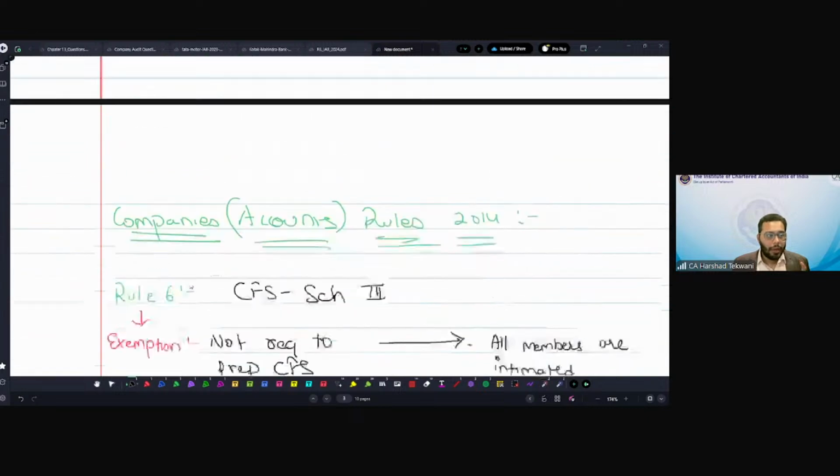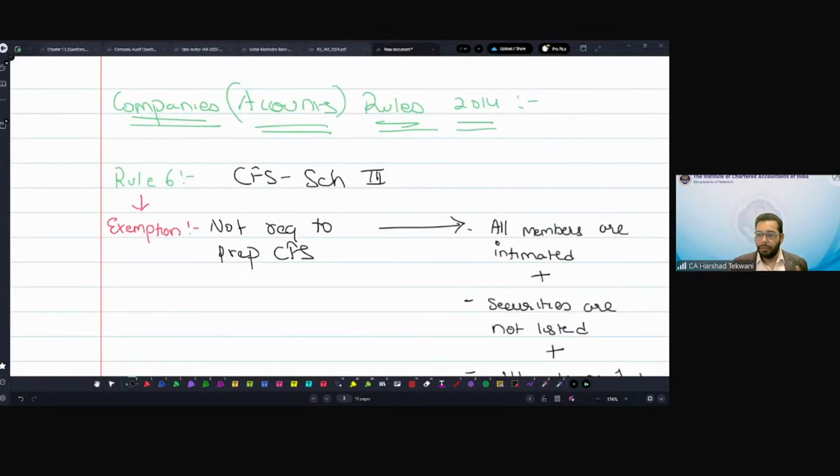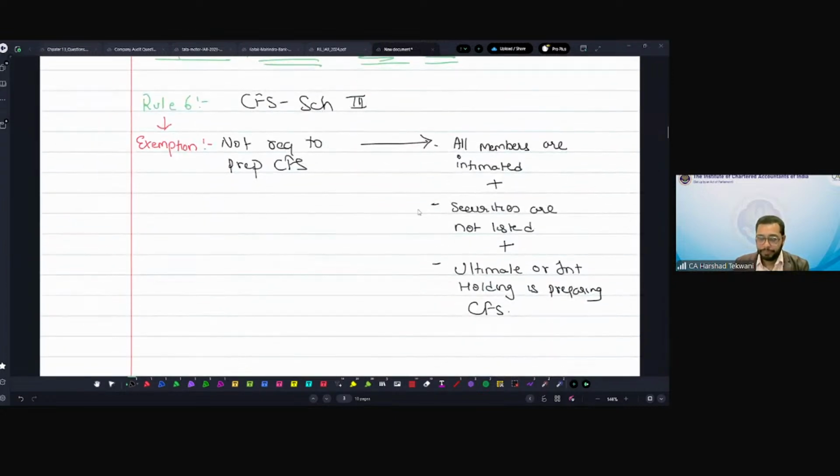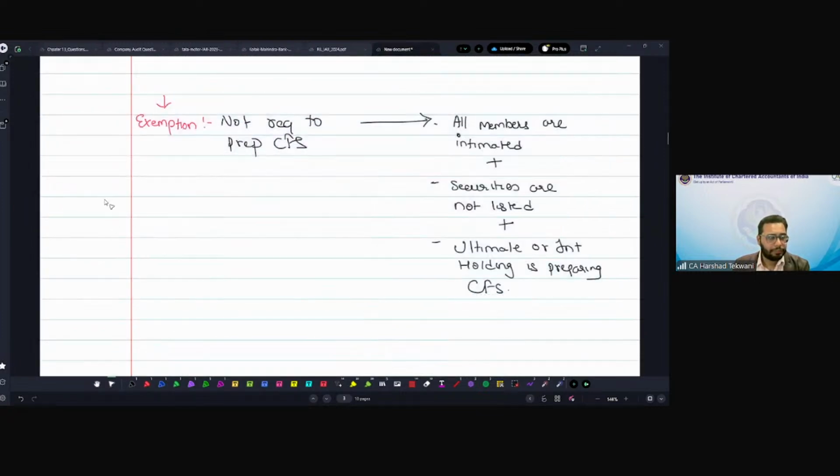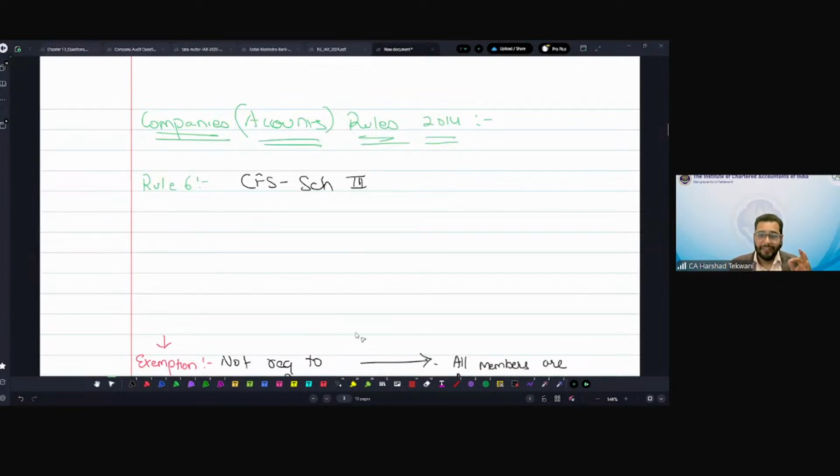See, now, initially we were talking about Rule 6. Rule 6 was saying to prepare as per Schedule 3. But if the company is not required to prepare as per Schedule 3, or a company which is not required to prepare CFS, then they need to comply with the minimum requirements. I can explain how it is working and why we are now referring to Ind AS 110. Basically, Rule 6 was talking about preparation of CFS as per Schedule 3, and it was saying that there is a provision to this particular rule. The provision says that if the company is not required to prepare CFS, then they only need to meet the minimum requirements of Schedule 3.